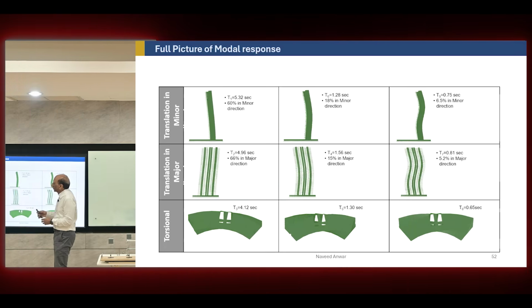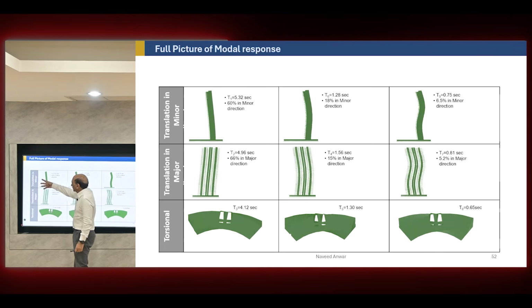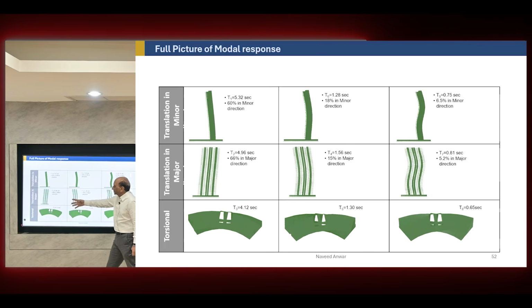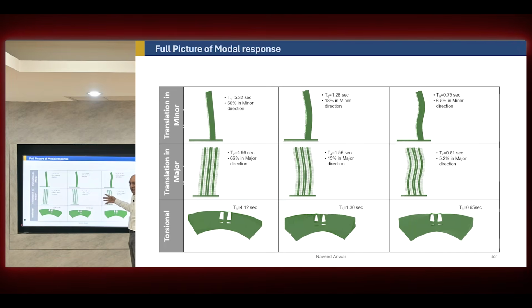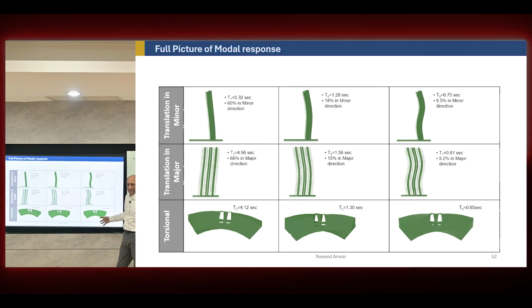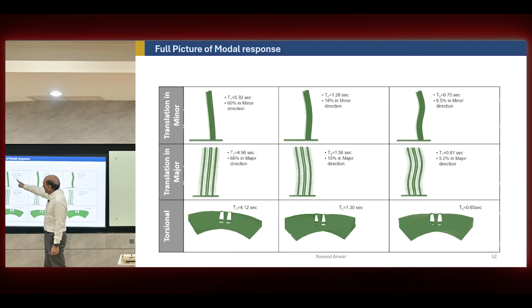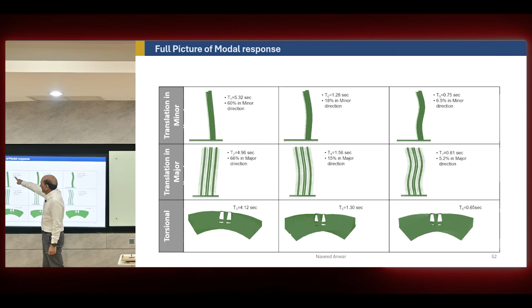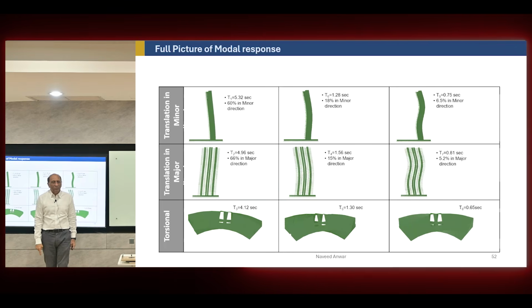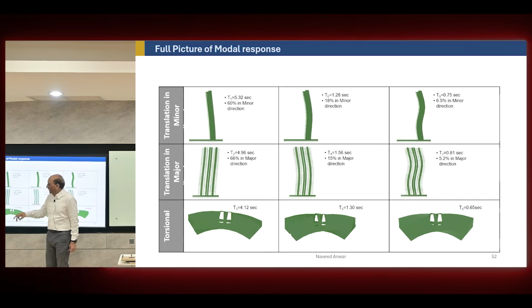So let's look at it. What do we have here? This is the translation in the weaker direction. All the modes you will put here. Then translation in the stronger direction, whichever that is, X or Y, and then the torsional modes in the last table. So this is the first mode in the minor direction with the longest period, 5.3, lowest frequency, highest mass participation, 60% mass is moving in this case. It's a 50-story building, so it's good.